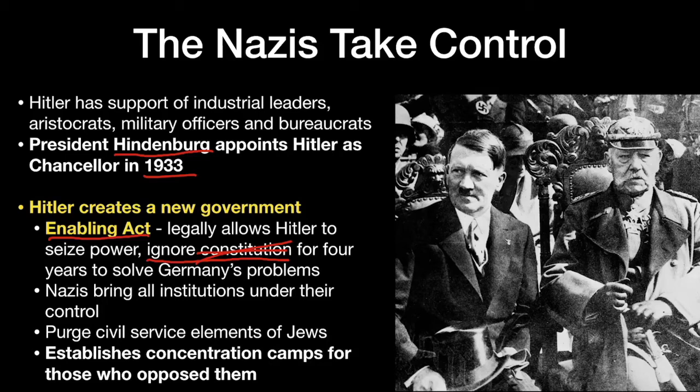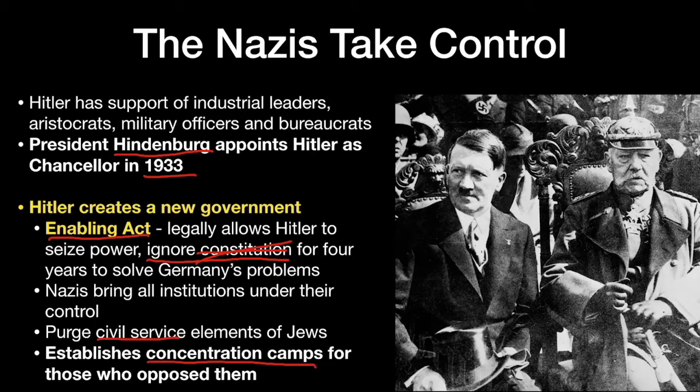So he starts by bringing all of the institutions under Nazi control. So they're handling everything underneath the government. They start to shut out the Jewish people from civil service elements, in other words, representatives within the government and public works places. They were now being closed off to the Jewish people. Now, what he also starts to do, mostly in secret, is he establishes concentration camps.